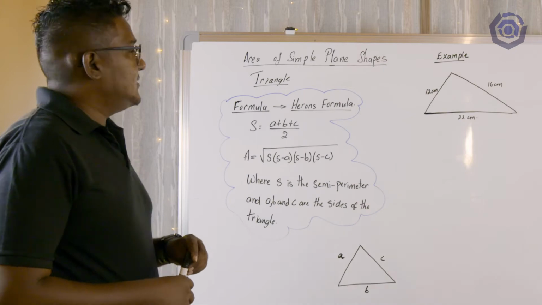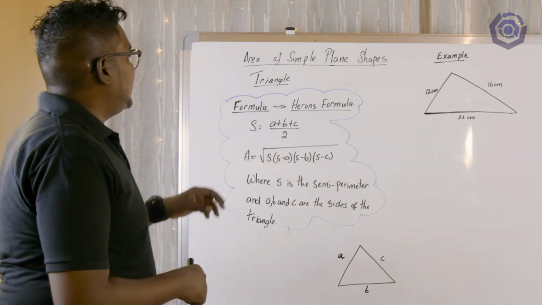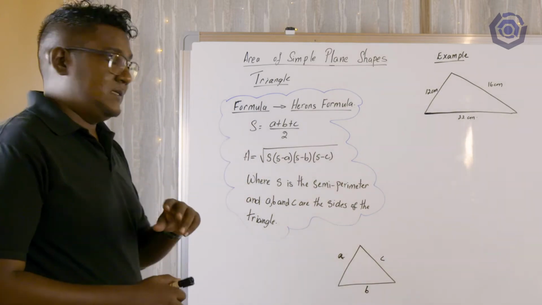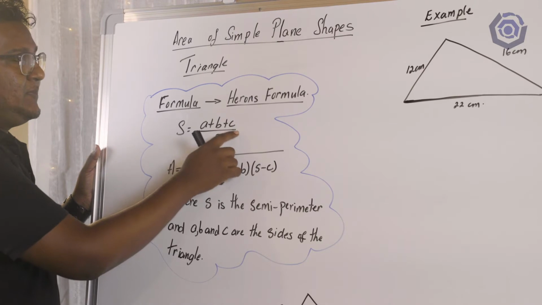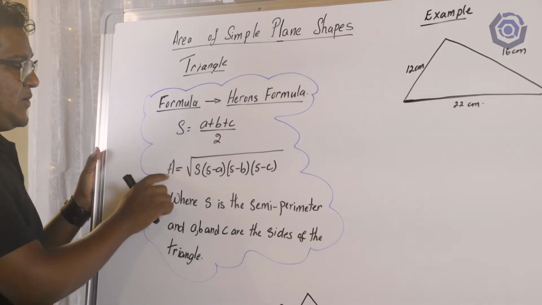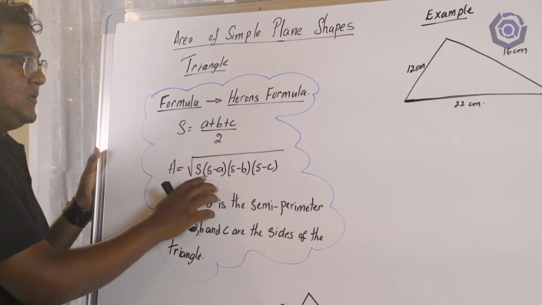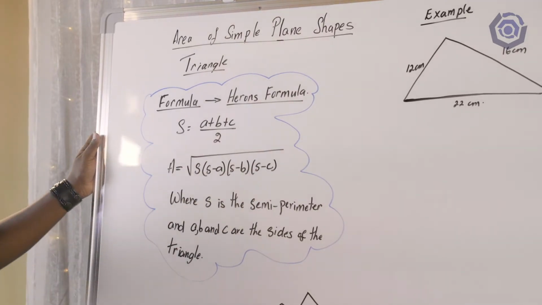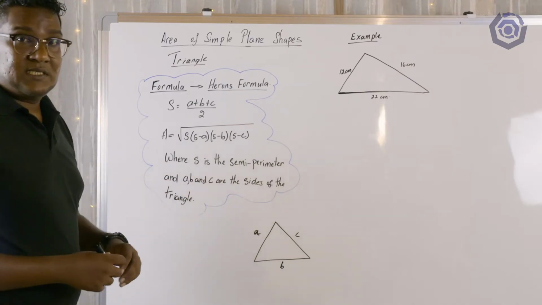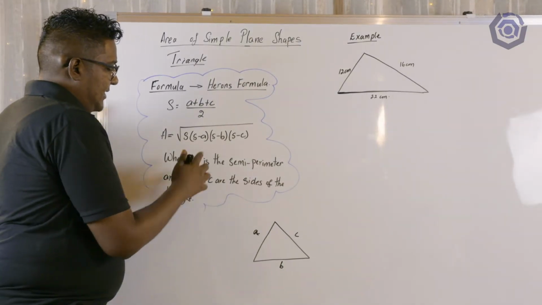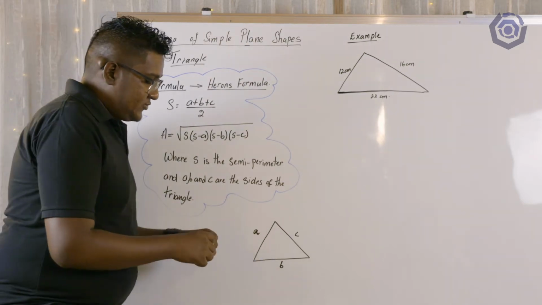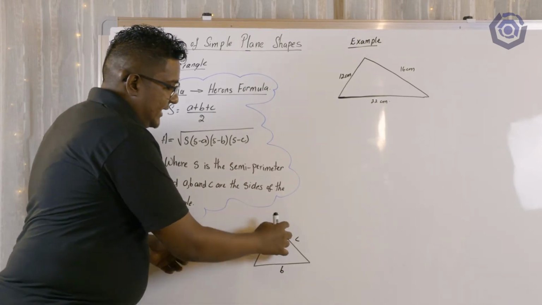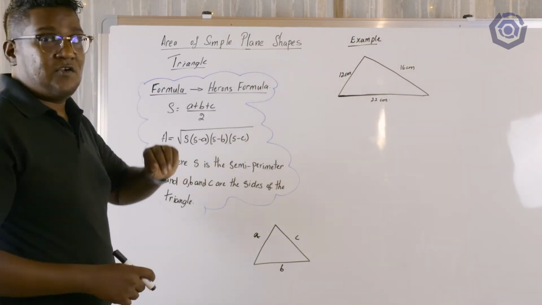The second method to find the area of a triangle is what we call Heron's Formula. Heron's Formula is in 2 parts. The first part is S equals A plus B plus C, divided by 2. And then the area is equal to the square root of S times S minus A, times S minus B, times S minus C. Now, S is what we call the semiperimeter, and A, B, and C are the sides of a triangle. So when you get a triangle with all 3 sides listed, where you don't have a base and a height, you're given the lengths of 3 sides, we have to use Heron's formula.